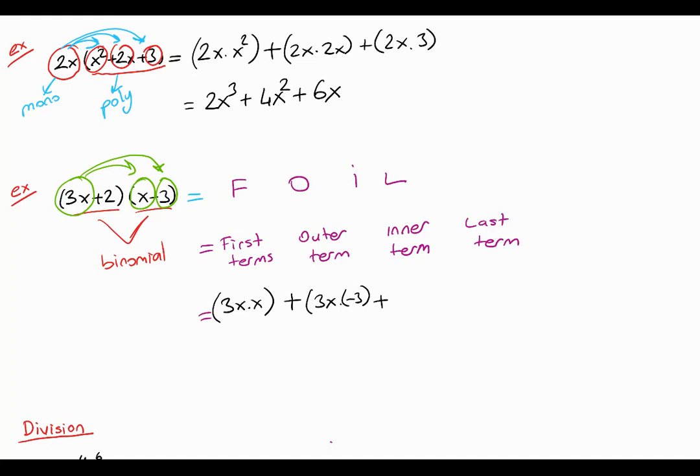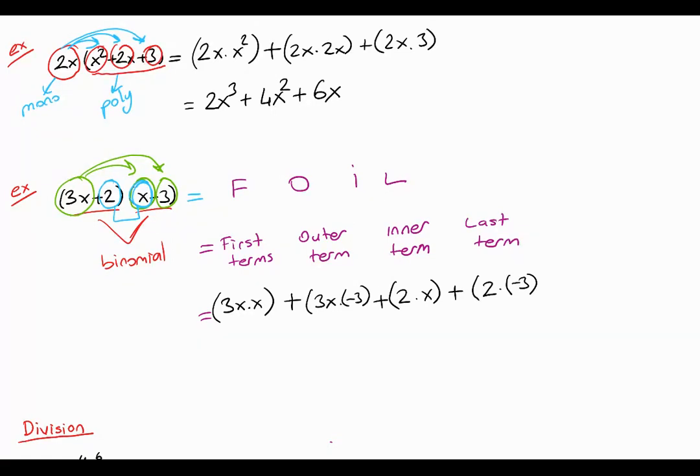Plus inner terms. What are my inner terms? Let me use another color. My inner terms are 2 and x. So I will multiply 2 and x, plus the last terms. And what are my last terms? 2 and negative 3.